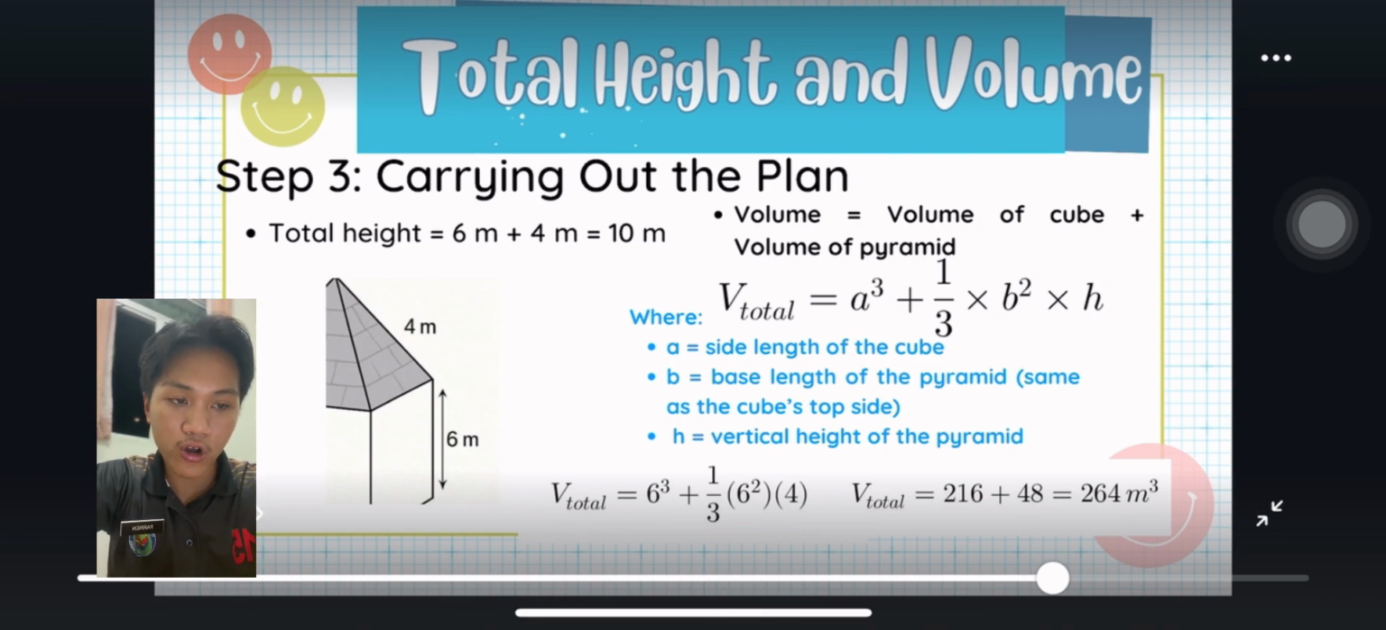For the pyramid volume, the formula is 1/3 times base area times height, or more simply, 1/3 times base squared times height. The base of the pyramid is the same as the top of the cube, which is 6 meters, while the vertical height is 4 meters. To get the final answer, we add those two volumes together. The total volume of the whole combined shape is 264 cubic meters. Simple, right?